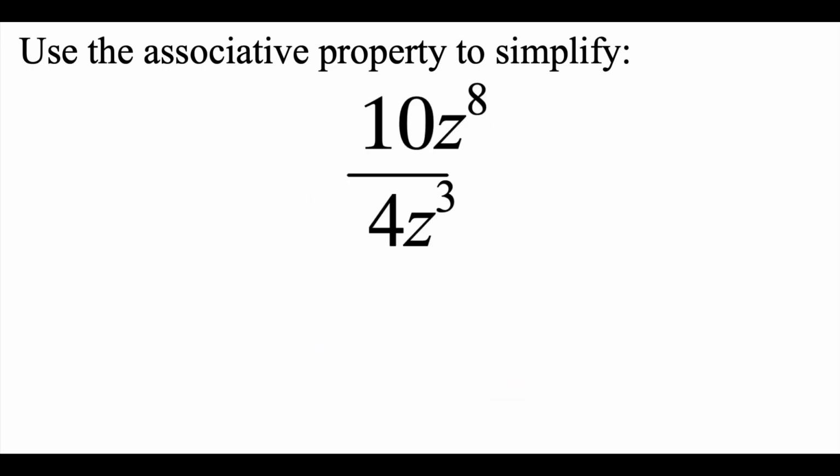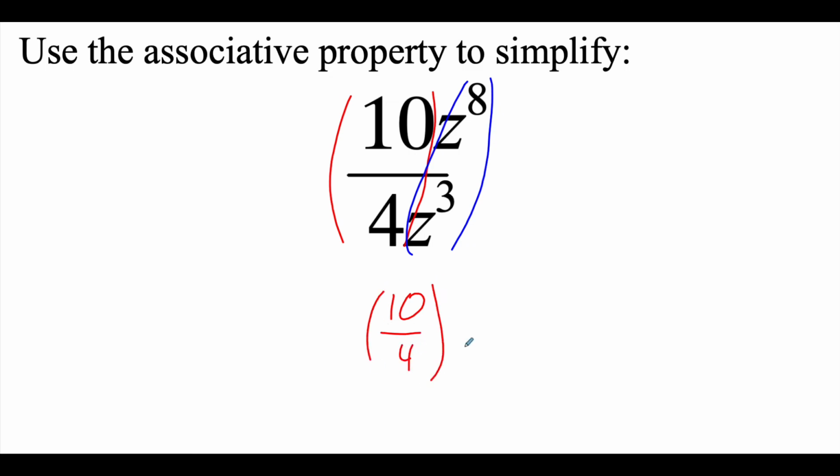Now we're going to do something similar in here. So we have 10z to the 8th over 4z cubed. So I'm going to make a group out of those numbers. So I'm going to put one set of parentheses around that, and I'm going to put a separate set of parentheses around those variables. So we're going to have 10 over 4 as our first fraction, and we're going to have z to the 8th over z cubed as our second fraction.